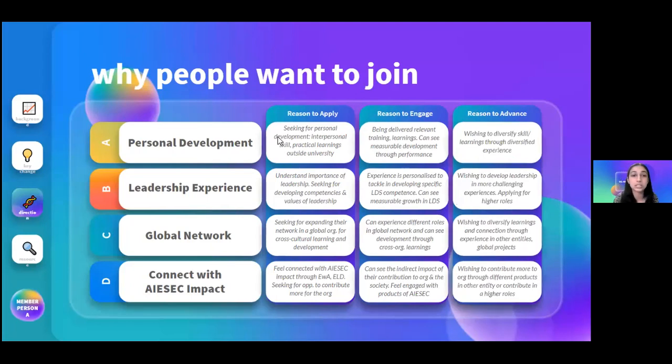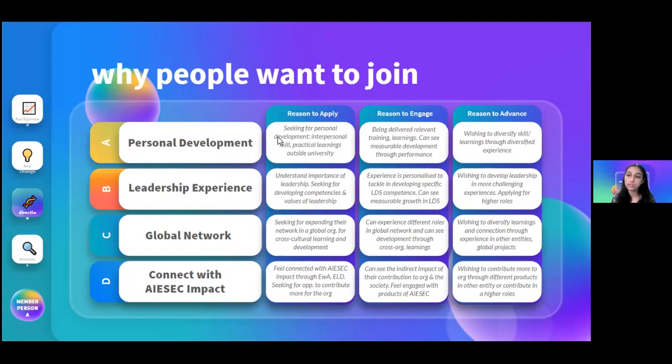If we know a person is here for personal development, now that we have MXP, we would know eventually how to shape their experience in such a way that they are engaging and advancing. If someone is here for leadership experience, we will necessarily take the steps which are specifically for a person who wants leadership experience. For example, if I am looking for leadership experience, a reason to advance for me would be to become a team leader, because that gives me a direct opportunity to become a leader. And that's why my leadership experience is getting fulfilled, right?